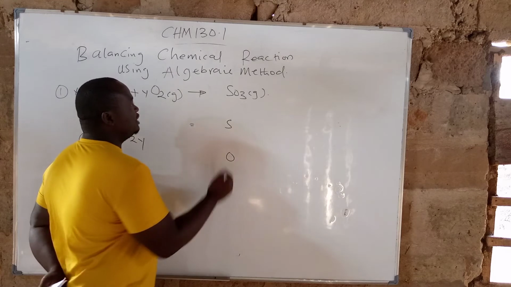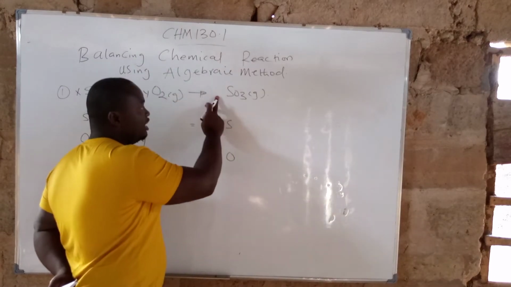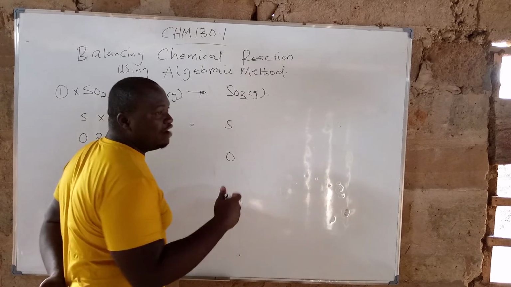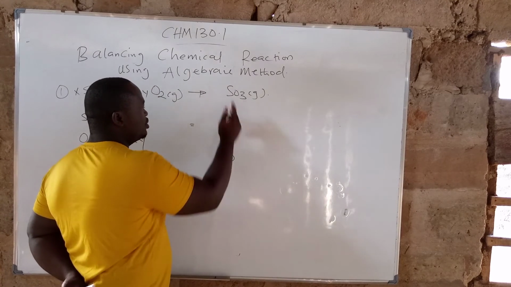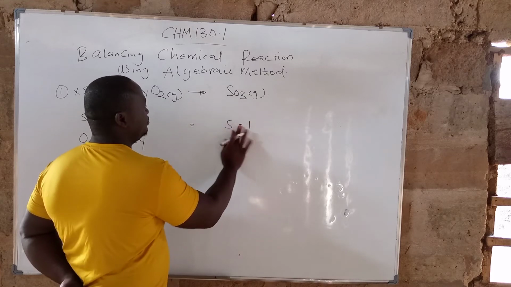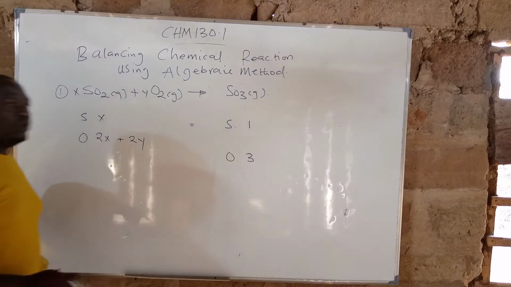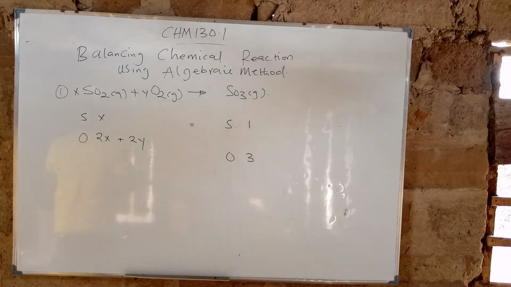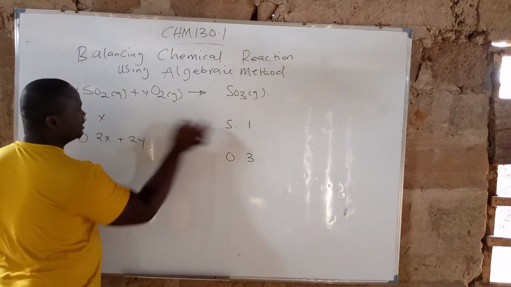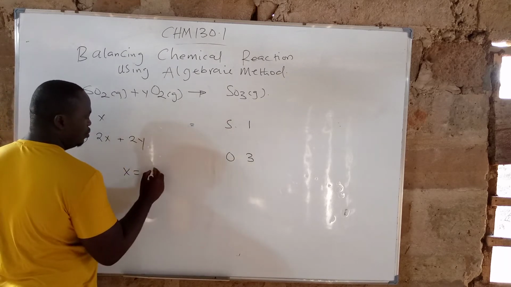Now here is the same thing. Since it's only one product, we do not name the variable, meaning we do not attach any alphabet to it. So sulfur here is equal to 1, while oxygen here is just 3. What we are going to do right now is just solve algebraically, meaning we just equate them. Here is X. So from the above, you can see that X is equal to 1.